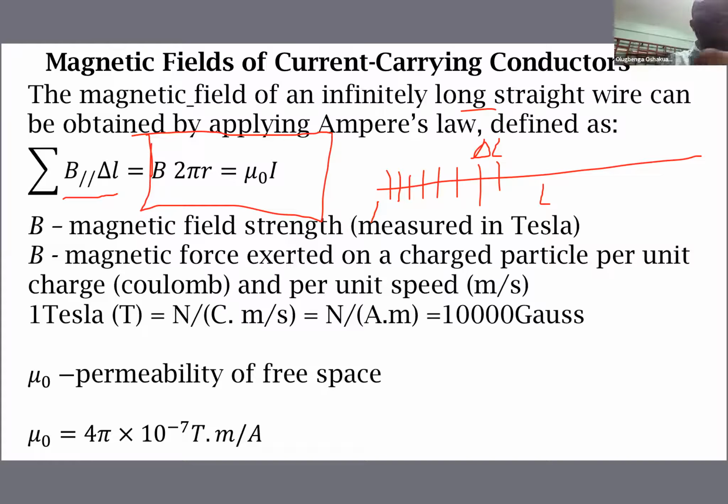When we cut the wire into small fragments, each of the fragments will be named dl, and the magnetic field as a result of each small dl, when we sum them up together, gives the expression we have here. So the magnetic field as a result of each of the small fragments of length will give us the total magnetic field.